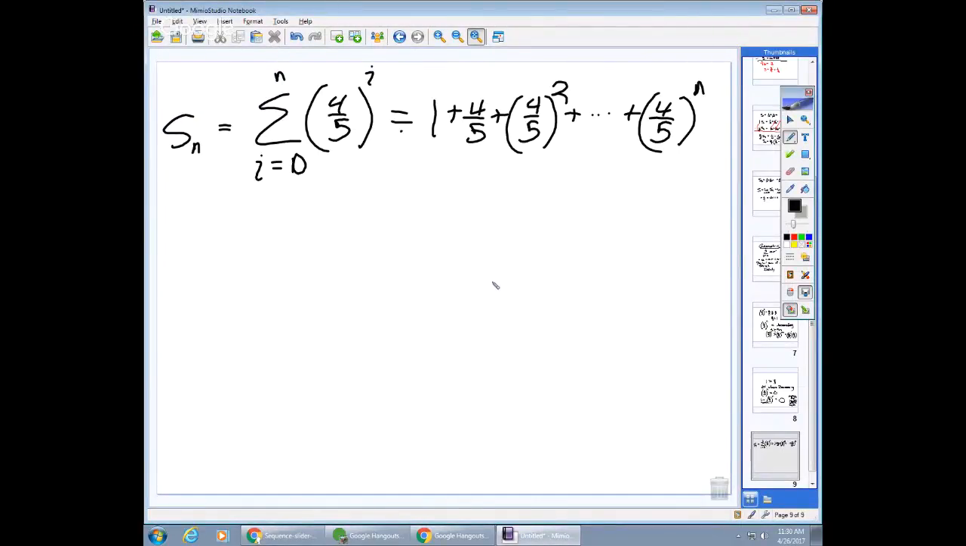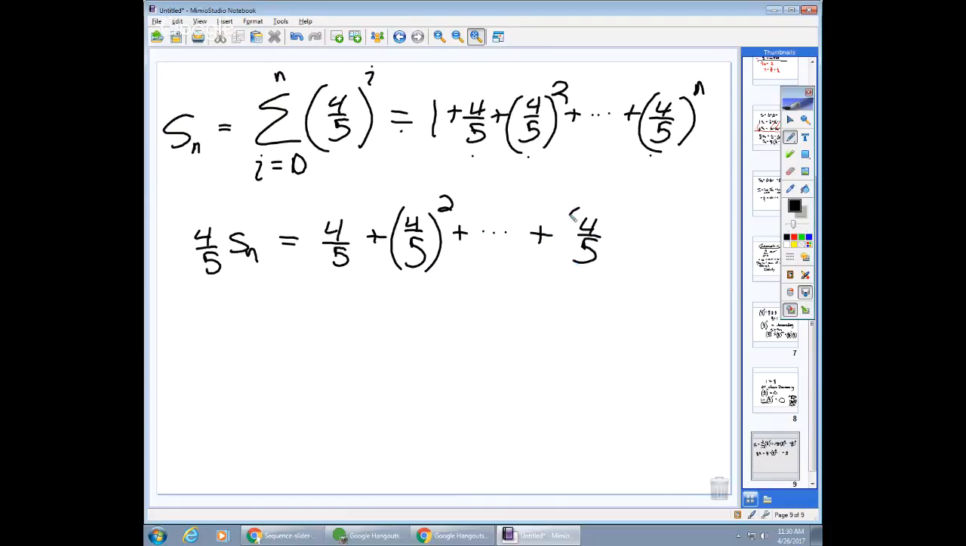So we're going to use that same trick we did a minute ago. The trick I used before was I multiplied by 1/10. Why 1/10? Because that was the base for my geometric series. So multiplying by the base, I'm going to take 4/5 of s sub n, which is just going to shift everything to the right. So it's going to give me a 4/5 instead of a 1, and then a 4/5 squared, and it's going to end at 4/5 to the n plus 1. Right? I bumped everything up one power by multiplying.